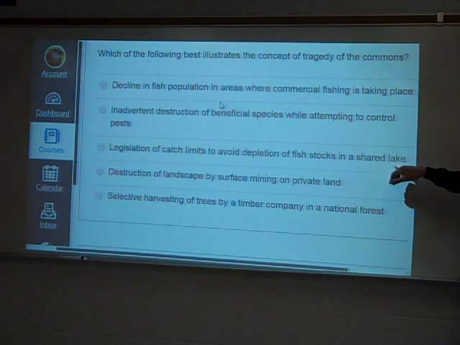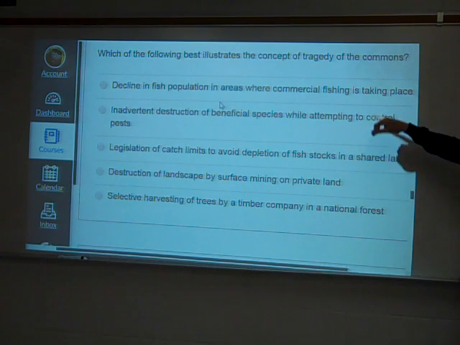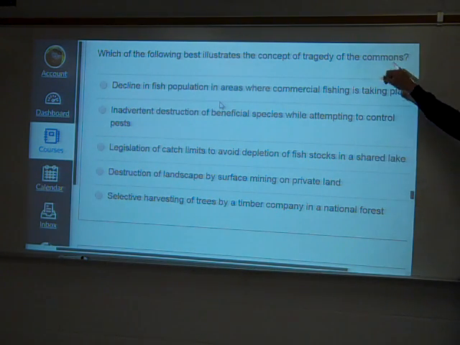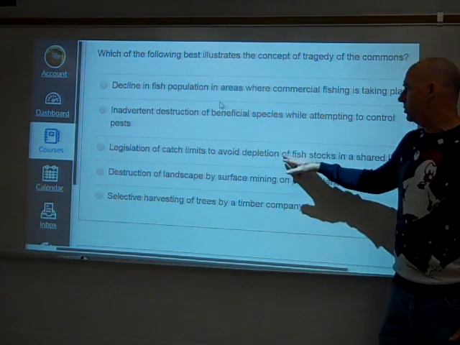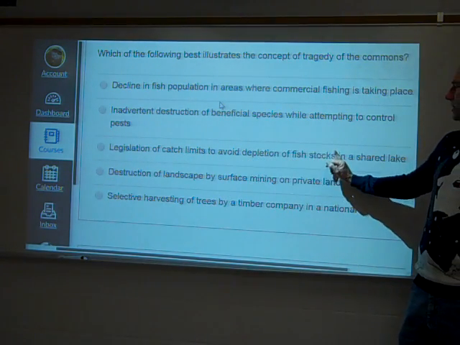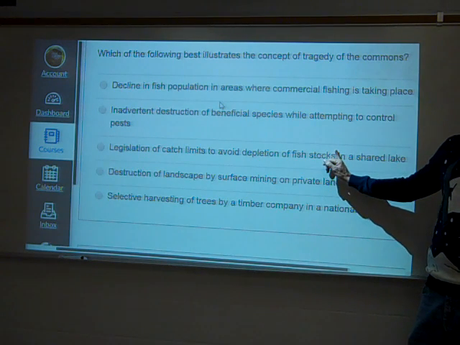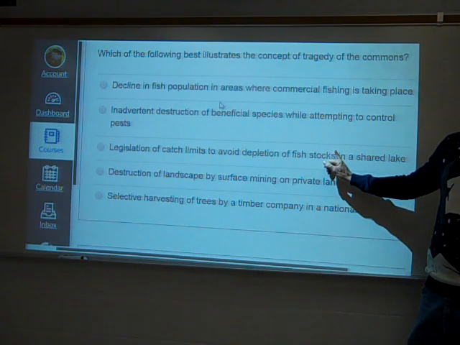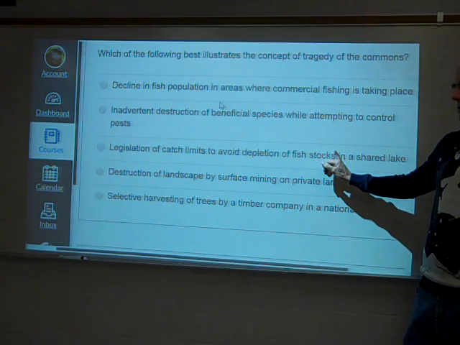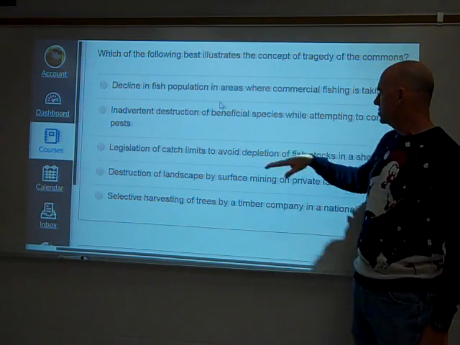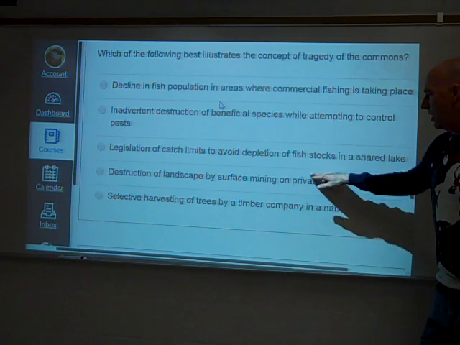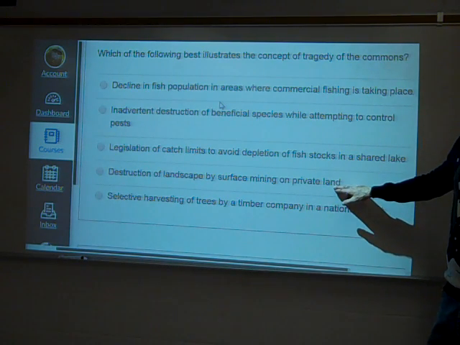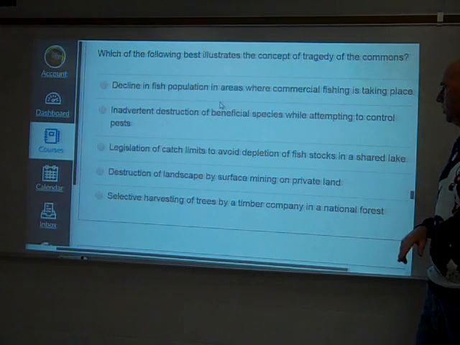Next one, shared lake. Okay, so this one does have a common area, the shared lake, so it meets that criteria. Legislation of catch limits to avoid depletion of fish stocks. Do you think that is a tragic thing or a bad thing? No, that's actually trying to avoid a tragedy. So it doesn't fit the tragedy part of it. So it's got the common but not the tragedy. This one here, private land, cross that one off. You know that's not going to be a tragedy of the commons. Private lands are not common areas that people share.